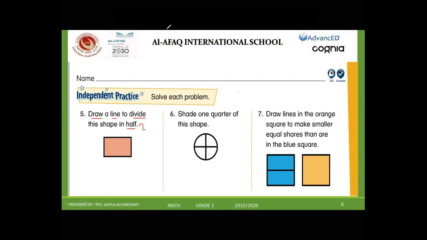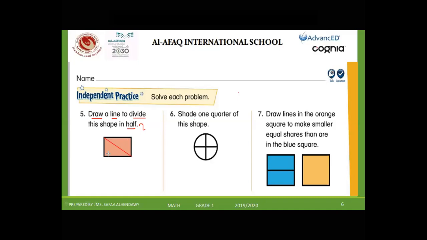How, teacher? First, you must bring your ruler to make it straight. If you have corners or vertices, you can start from this one to here. Why? To make it exact. Yes. If you go here to the other side, yes, here they are the same size. How many equal shares? Two. One and two, yes. Or you can start from this one on the right to the left, no problem, okay?